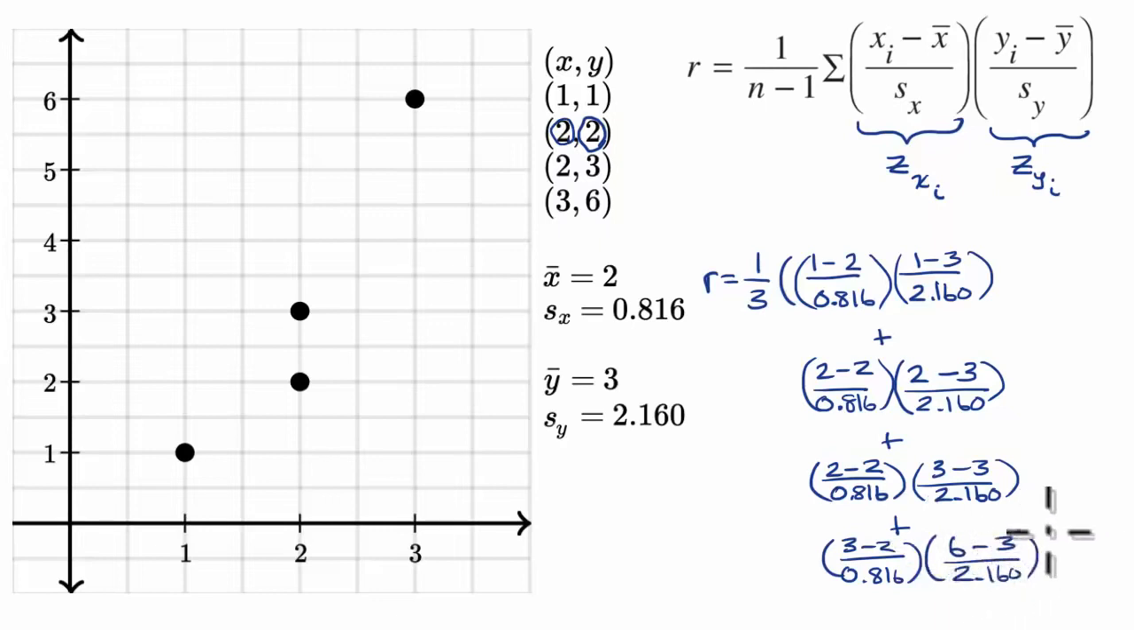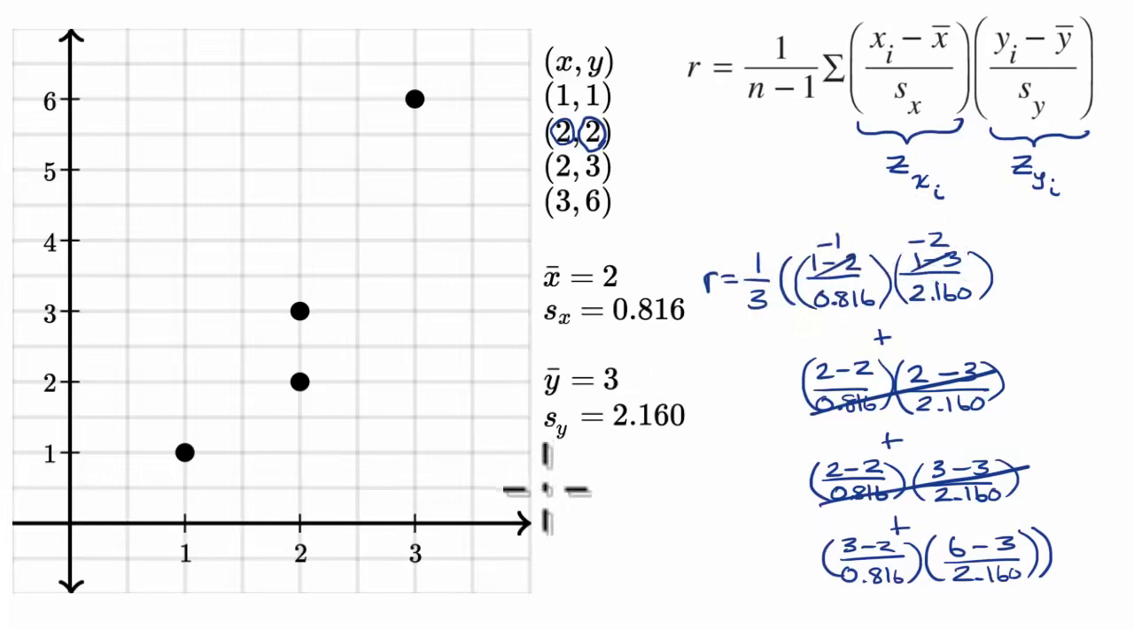So before I get a calculator out, let's see if there's some simplifications I can do. 2 minus 2, that's going to be 0. 0 times anything is 0, so this whole thing is 0. 2 minus 2 is 0. 3 minus 3 is 0. This is going to actually be 0 times 0, so that whole thing is 0. Let's see, this is going to be 1 minus 2, which is negative 1. 1 minus 3 is negative 2.